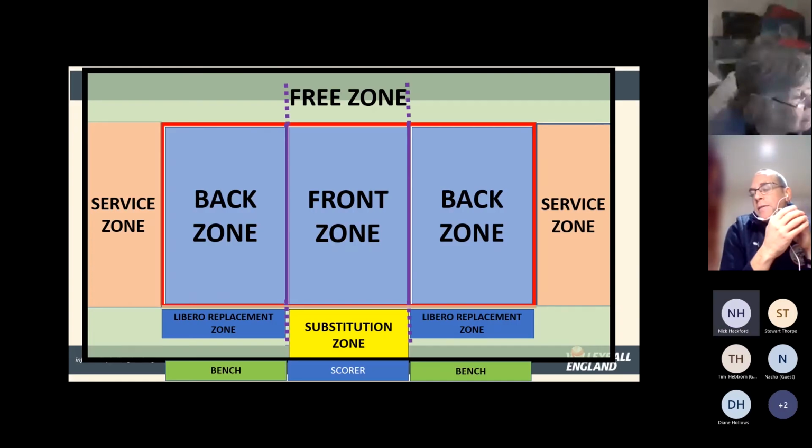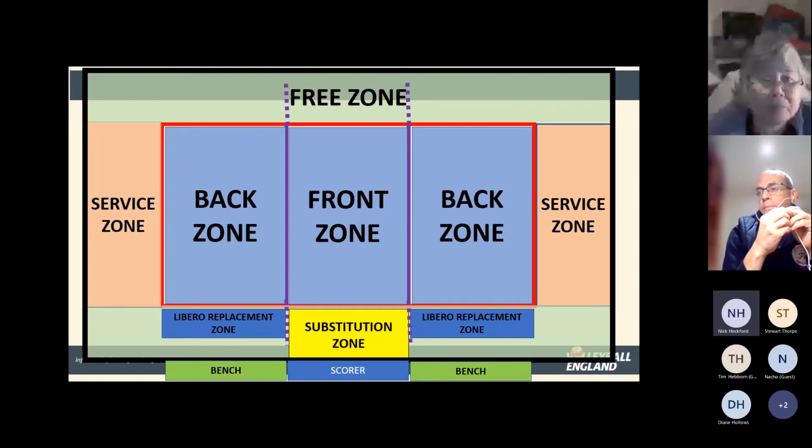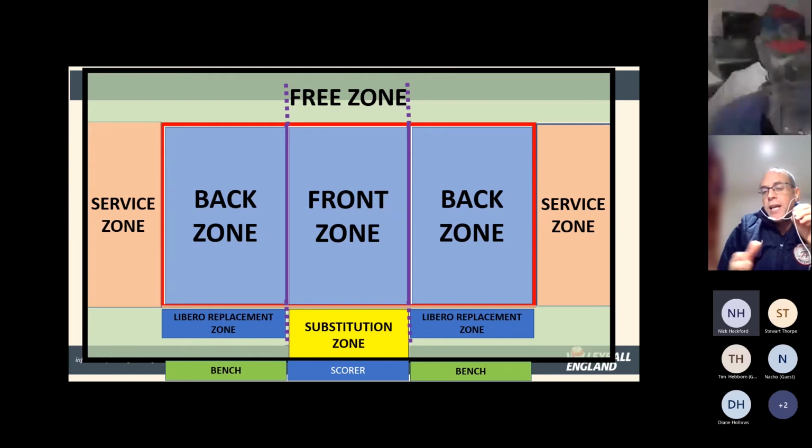So here's our playing area again, and our control area, and we can see that the playing area is bounded by the dark black line, and within it we have the zones: the free zone, the service zone, the front and back zone on the court, the substitution zone, and the 2 Libero replacement zones. And then the key thing to remember here is that the bench and the scorer's table are outside of the free zone. So as soon as you get to the bench, that's where the free zone ends.